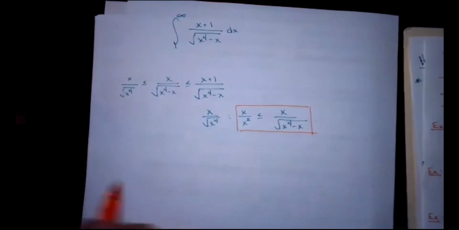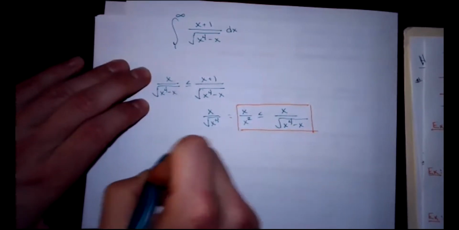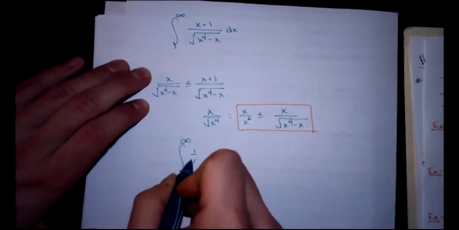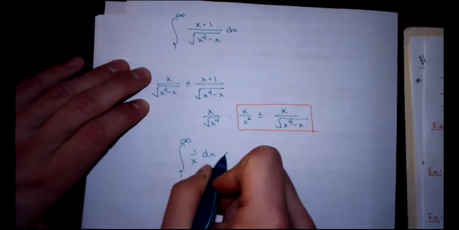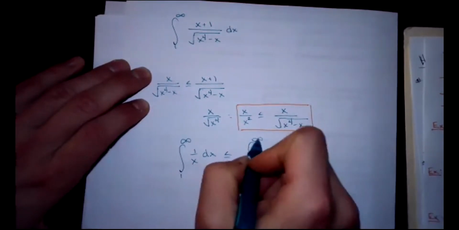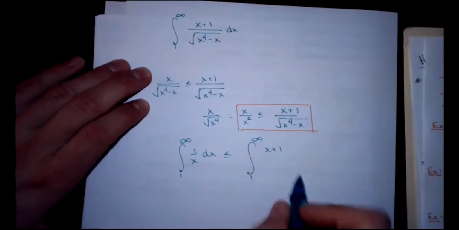So that is the comparison we want to make. And of course, x over x squared is just 1 over x. So we have the integral from 1 to infinity of 1 over x dx, which I know is less than our original integral. Sorry, I forgot that plus 1 there.